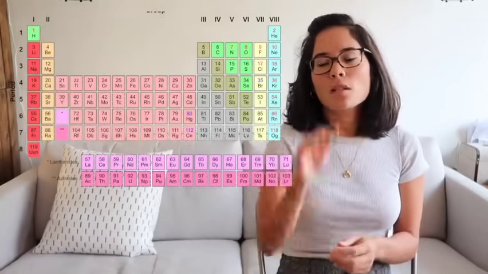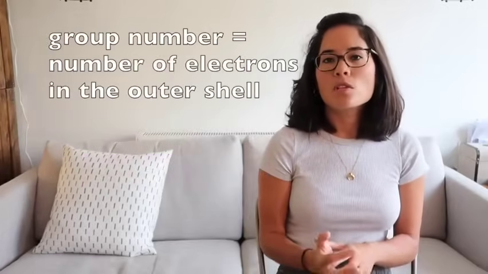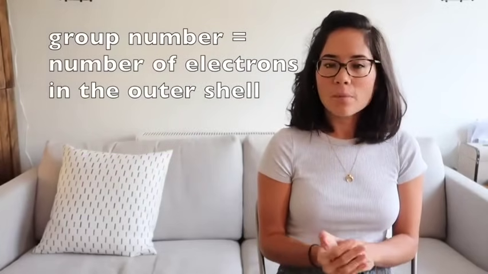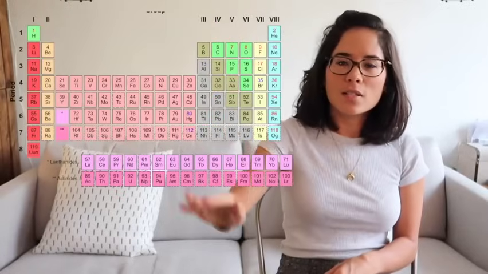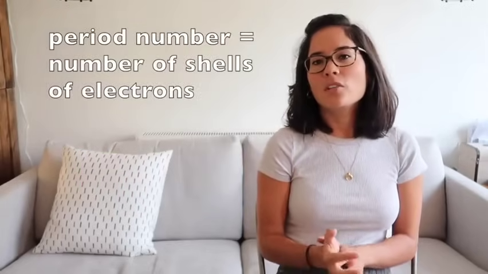Going back to the periodic table then, looking at group numbers and period numbers. The group numbers are the numbers that run along the top of the periodic table. The group number corresponds to the number of electrons in the outer shell. So group 1 elements will all have 1 electron in the outer shell. Now the period numbers run down the side and they refer to the rows, and the period number will correspond to the number of shells of electrons.